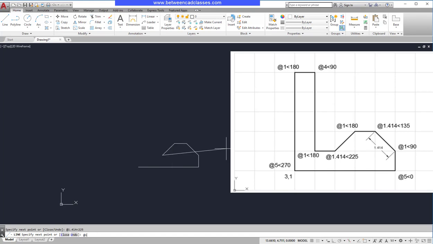Once again, straight to the left 1 is going to be at 1 at an angle of 180. Going straight up 4, so I'll have at 4 at an angle of 90. Back to the left, at 1 at an angle of 180. And then finally, I can either close, or if I want to put in the value, I'm going to go at a length of 5. And the angle can either be 270 or negative 90. Then I escape to cancel my command.